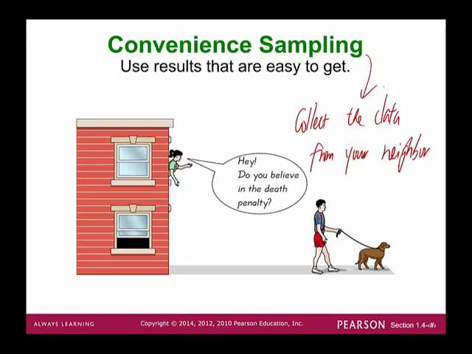Also, let's say you're running a radio station and you collect data from your own audience. So a radio station collecting data from its own audience is also a convenience sampling method.